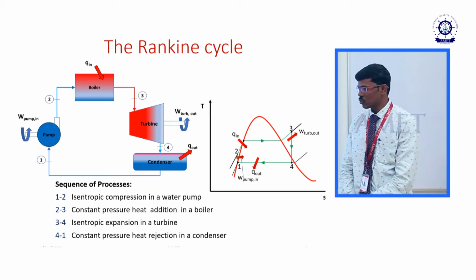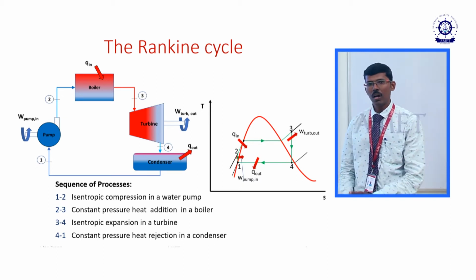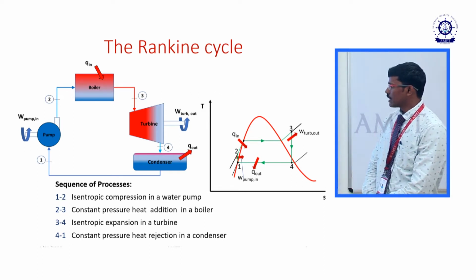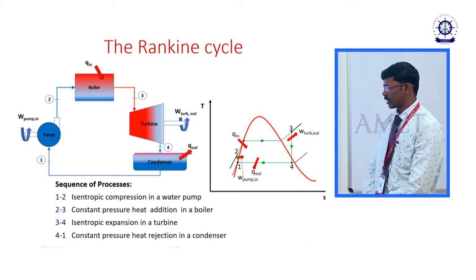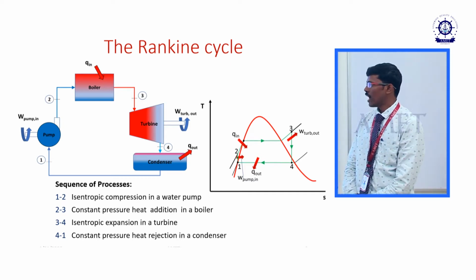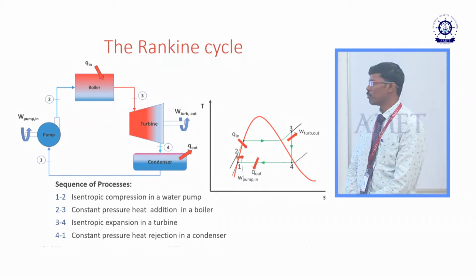In the condenser, the steam is converted from vapor to liquid phase. So, in the condenser the heat is rejected. The saturated liquid from the condenser is fed to the pump, and in the pump it is compressed isentropically, the water pressure is increased, and it is fed to the boiler.